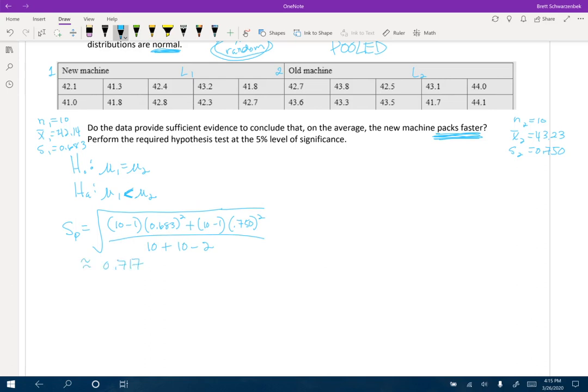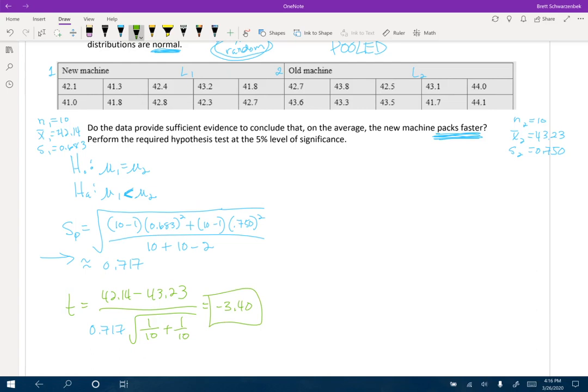Okay, so what do we do with that? Now we need the test statistic. The test statistic is equal to x bar 1, which is 42.14, minus x bar 2, 43.23, over our pooled standard deviation, which is right here, times the square root of the sum of 1 over each sample size. We get negative 3.40 as a result. So all of that to get this important test statistic.